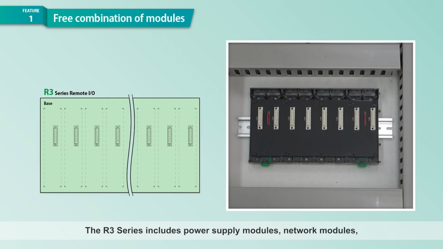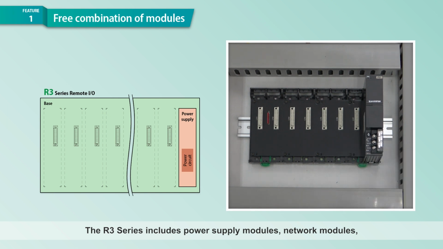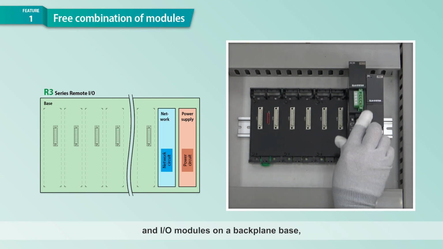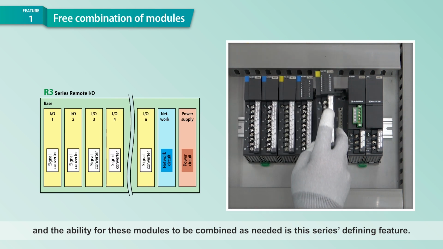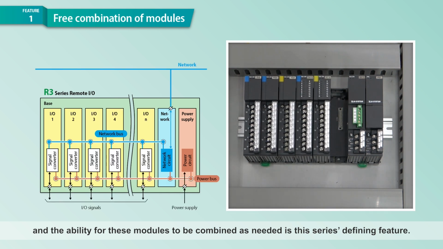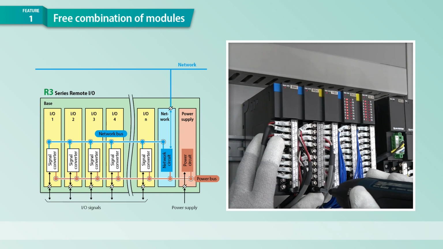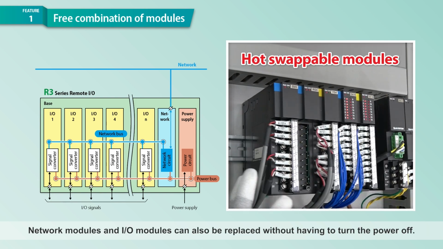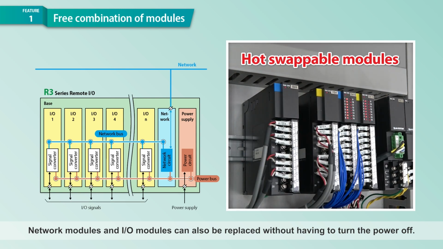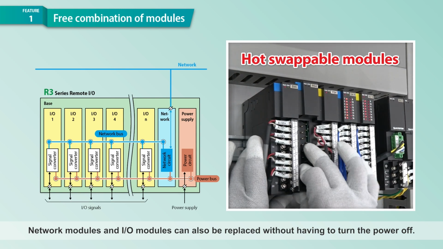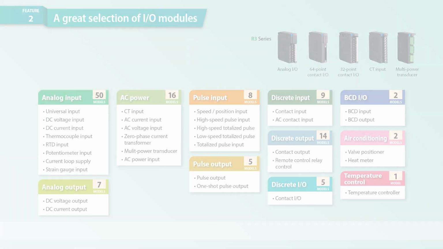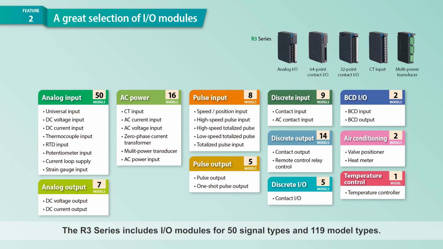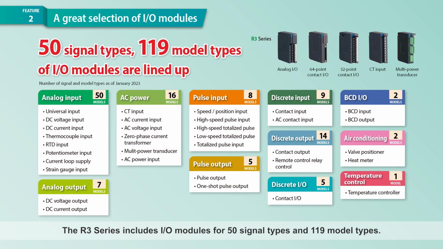The R3 series includes power supply modules, network modules, and I/O modules on a backplane base, and the ability for these modules to be combined as needed is this series' defining feature. Network modules and I/O modules can also be replaced without having to turn the power off. The R3 series includes I/O modules for 50 signal types and 119 model types.